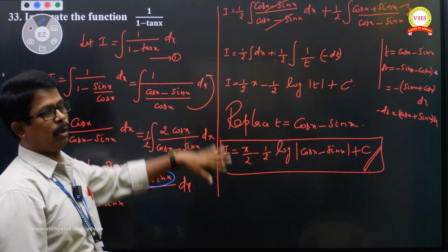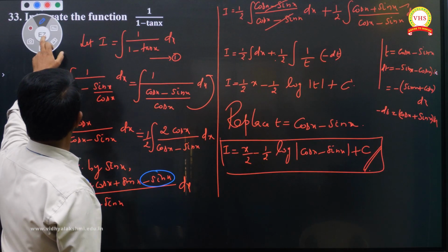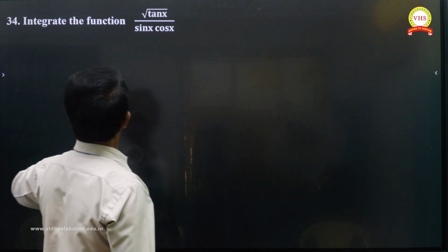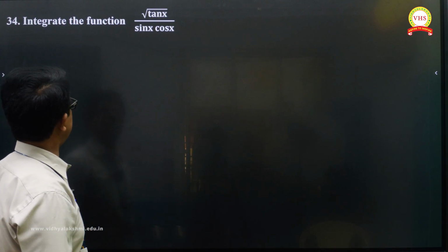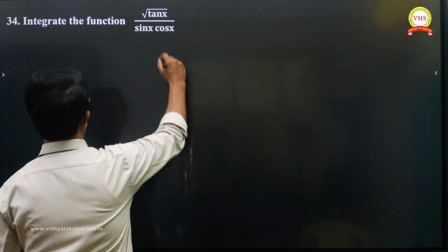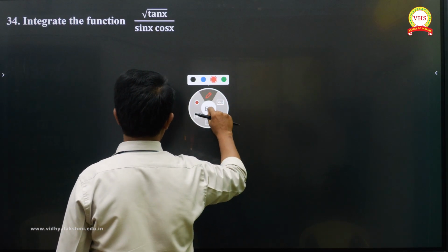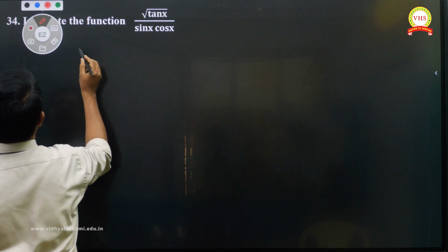It is possible to get 1 plus tan x as well. Now we move on to question number 34. Yes, look at this. This is different compared to the other sums. Carefully, students, this is one of the important sums, different from the given functions.